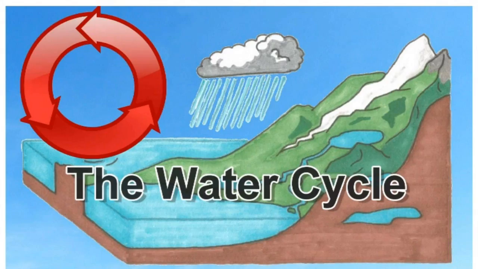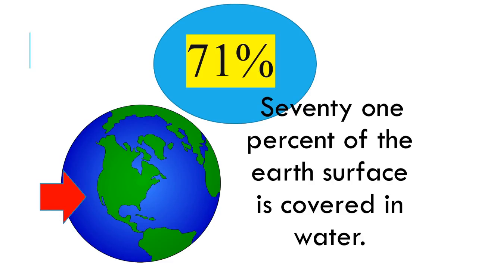The water cycle is defined as the movement of water from the Earth's surface to the air and back again. First, we will discuss the water located on the earth. So when we look at this picture of the earth, we can see that water is everywhere. It covers about 71% of our earth. That's interesting. If the earth is covered in water, why are we constantly told to preserve our water?